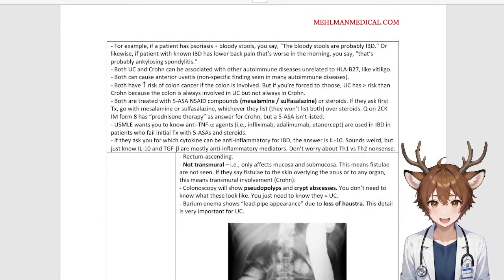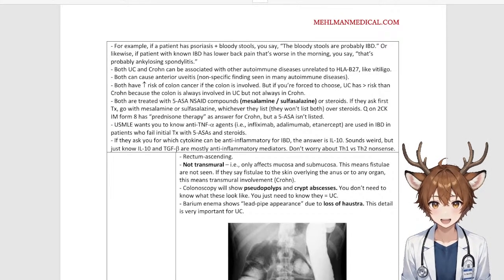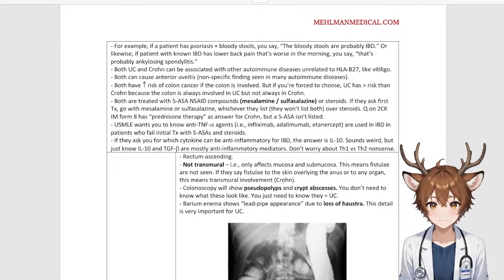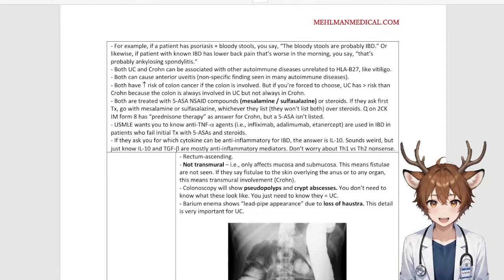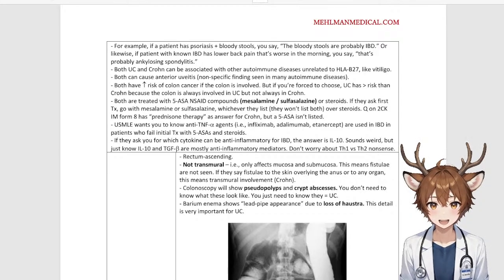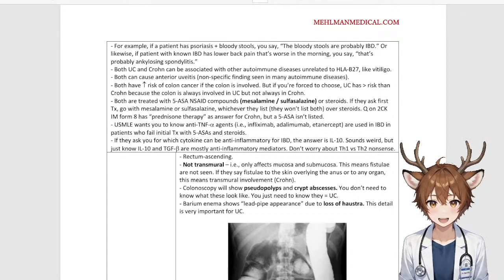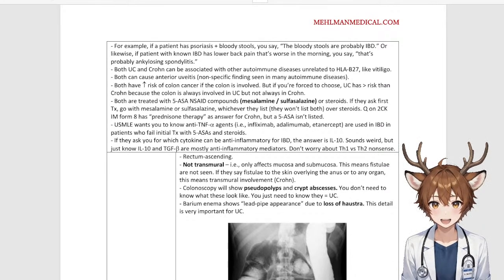Or likewise, if a patient with known IBD has lower back pain that's worse in the morning, you say that's probably ankylosing spondylitis. Both ulcerative colitis and Crohn's disease can be associated with other autoimmune diseases unrelated to HLA-B27, like vitiligo. Both can cause anterior uveitis, a non-specific finding seen in many autoimmune diseases.